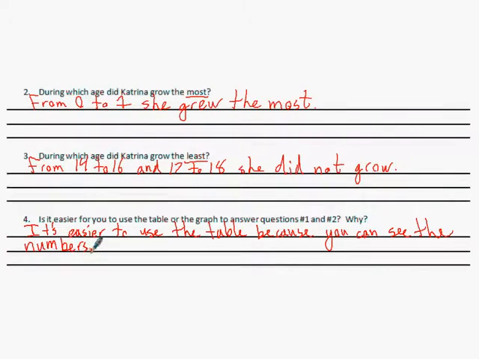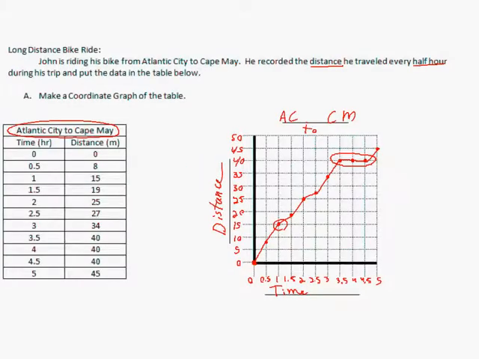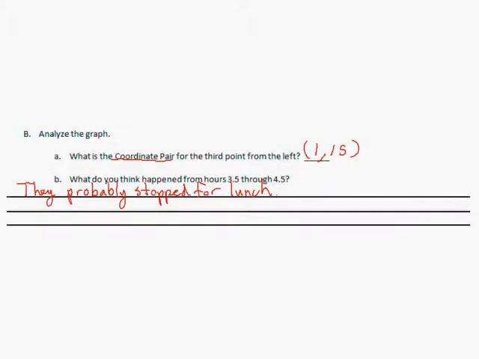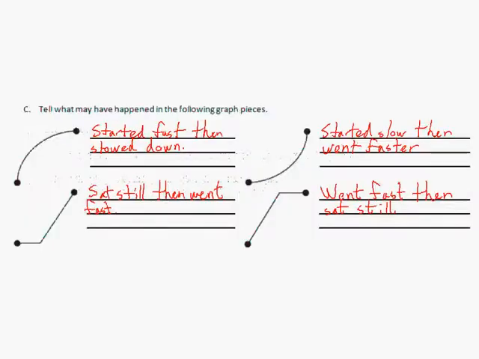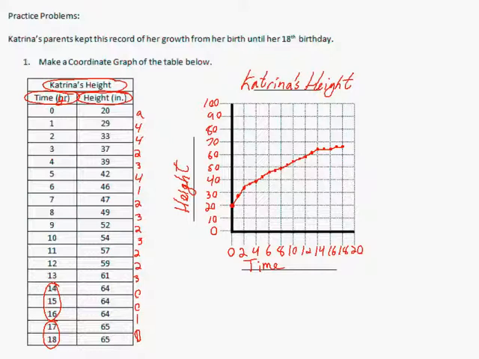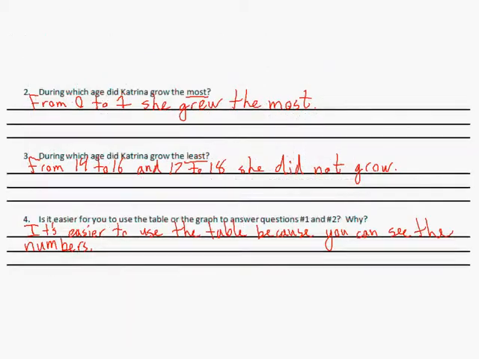Okay, all right, looks like the last question we have, so let's go back to the start. Just review it all, make sure we have it all done. We wanted to look at how to read and analyze a graph, so we're going to tell a story behind a graph. We looked at this Atlantic City to Cape May scenario. We graphed the table. We analyzed the graph. We picked a coordinate pair. We explained what we think might have happened during the ride. We came up with some example explanations for these various graph shapes. Then we graphed Katrina's height using this table into this coordinate graph, and then answered a few questions about it.